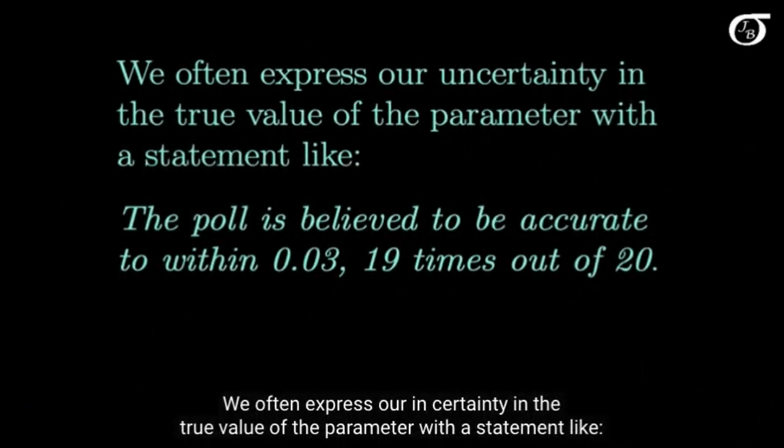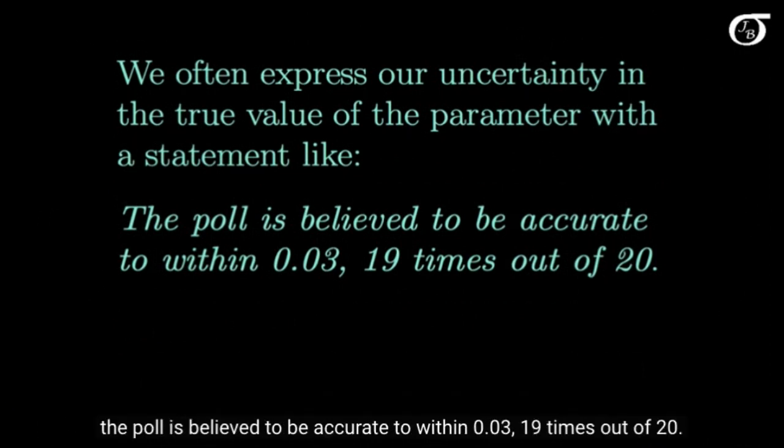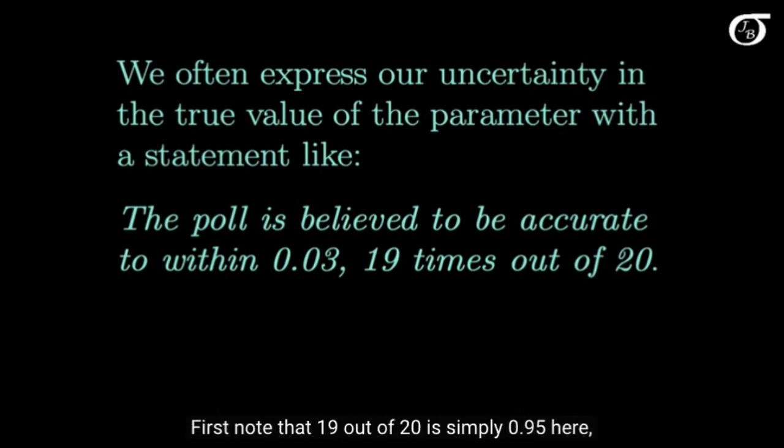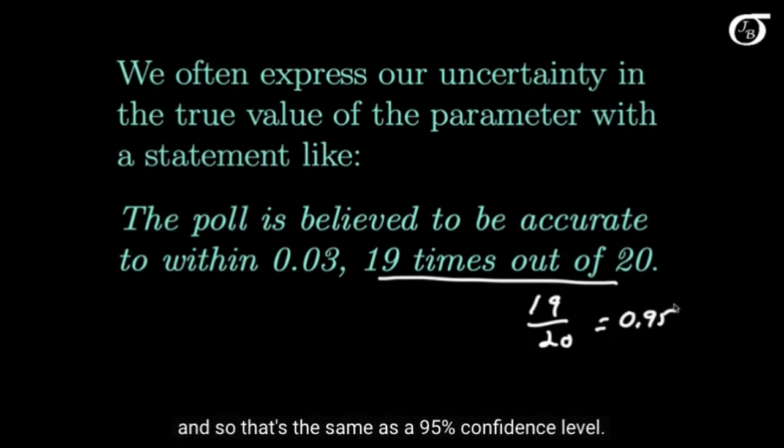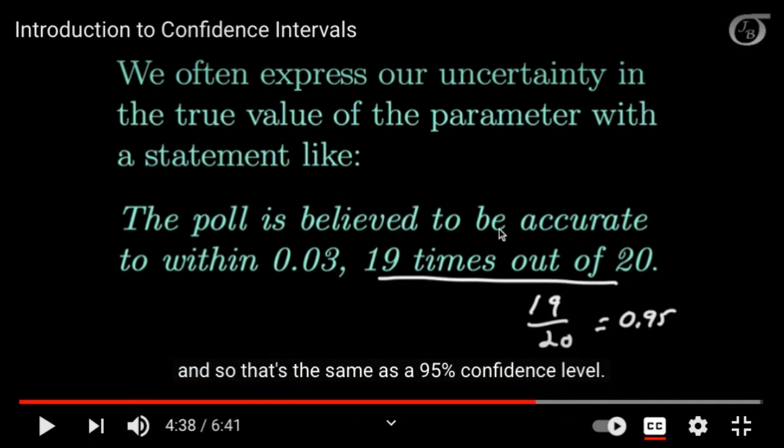We often express our uncertainty in the true value of the parameter with a statement like, the poll is believed to be accurate to within 0.03, 19 times out of 20. First note that 19 out of 20 is simply 0.95 here, and so that's the same as a 95% confidence. That's important because that's exactly what it is.